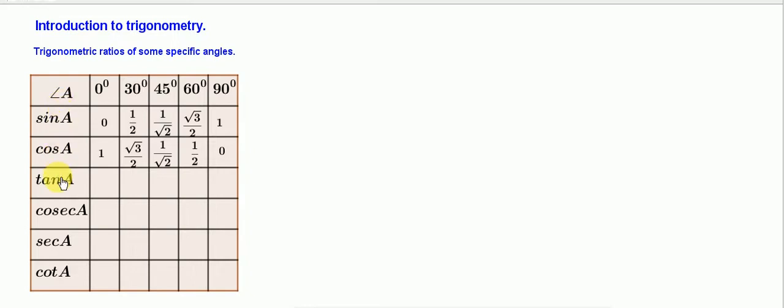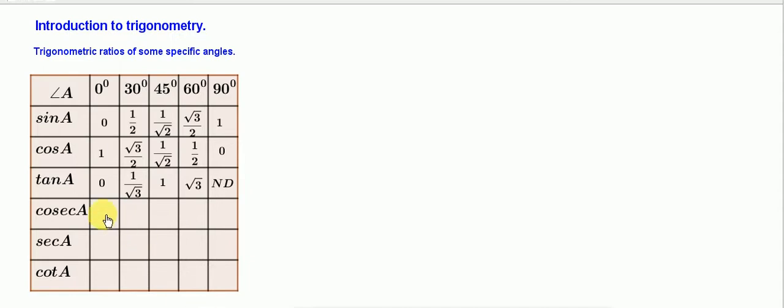Next, we know that tan A is equal to sin A by cos A. Therefore, tan 0 is equal to sin 0 by cos 0. Therefore, tan 0 degree is equal to 0 divided by 1, that is equal to 0. Next, tan 30 degree equal to 1 by 2 divided by root 3 by 2. Therefore, tan 30 degree is equal to 1 by root 3. Similarly, we can write tan 45 degree, tan 60 degree and tan 90 degree. That is, tan 45 degree is equal to 1, tan 60 degree is equal to root 3, tan 90 degree is equal to ND, that is not defined.